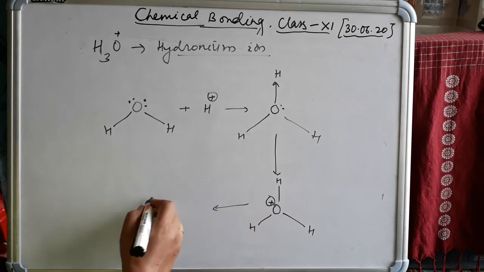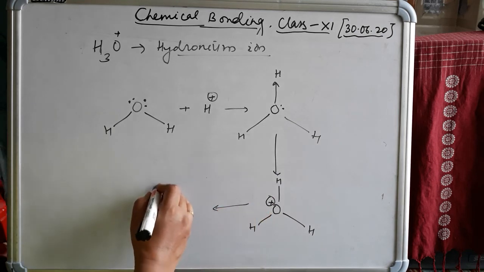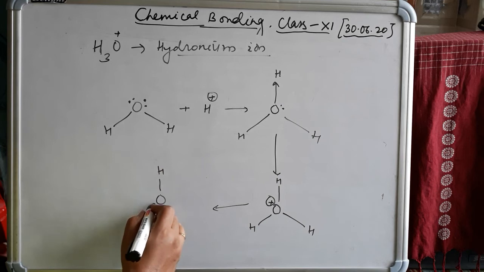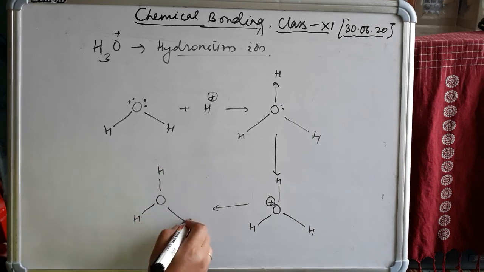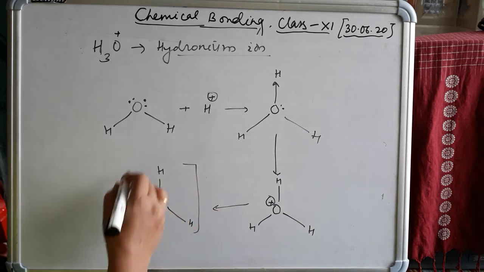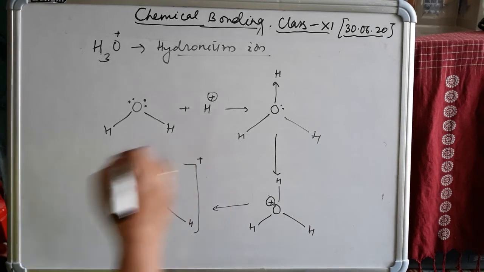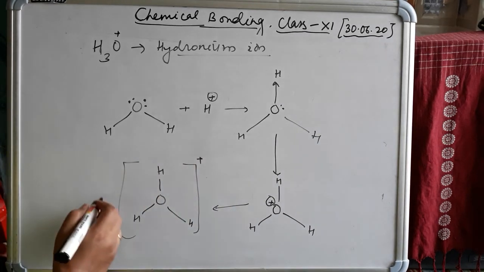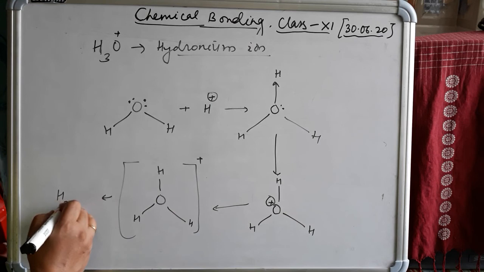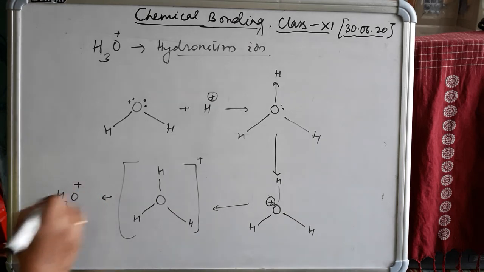Or we can represent it like this also: hydrogen, hydrogen and hydrogen, and overall positive charge present on the molecule. But we remember the positive charge is actually present on the oxygen. In this way, we can draw the electron dot structure, or simply the coordinate bond, in the given molecule.